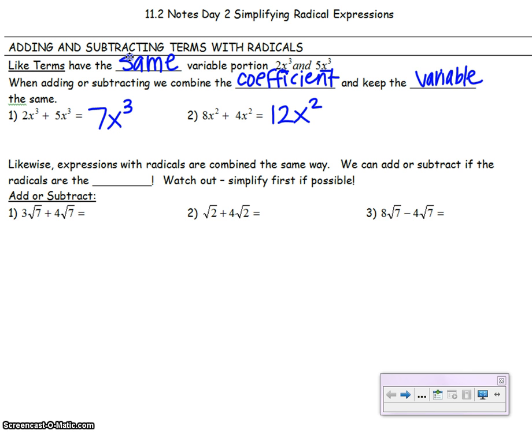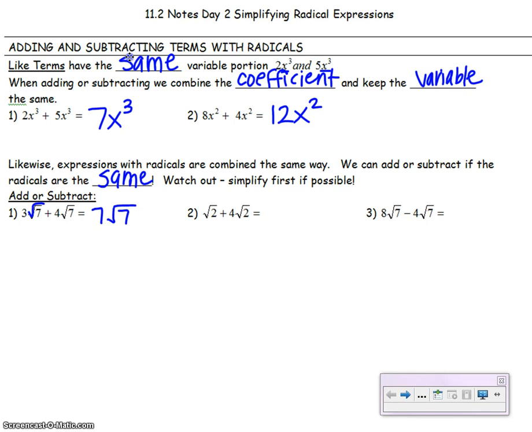So likewise, expressions with radicals are combined the same way. We can add or subtract if the radicals are the same. Now it says watch out, simplify first as possible, and we'll get into that when we look at the second line of problems. So when we do 3 times the square root of 7 plus 4 times the square root of 7, they both have a square root of 7, so we can just do 3 plus 4, and we will get 7 root 7. And that's all we need to do. We can't simplify 7, no perfect squares go into it, so that's our answer.